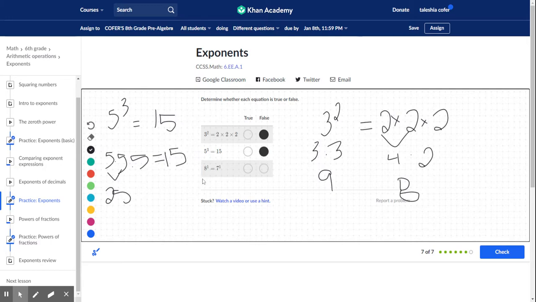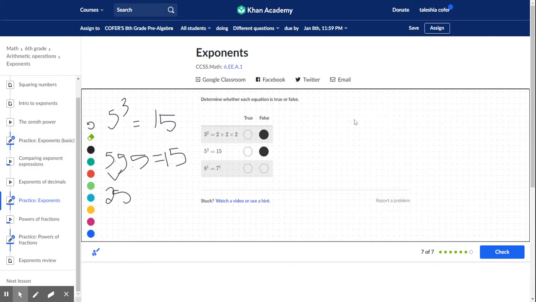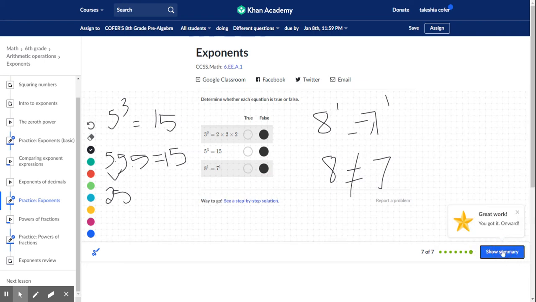Last one here. Anything to the power of 1 is itself. So let me erase this over here first. So they have 8 to the 1st power, and they're saying that it's equal to 7 to the 1st power. I know that 8 to the 1st power, that's just 8. I know that 7 to the 1st power, that's just 7. 7 and 8 are not equal to each other, so this has to be false as well.